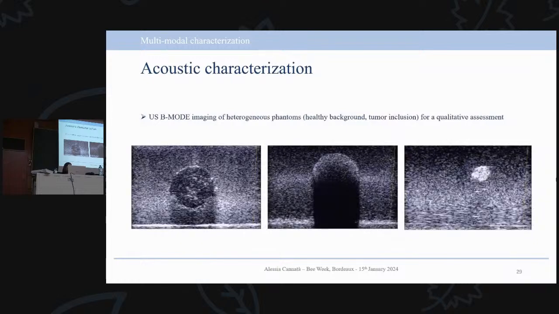Here I reported some images of some heterogeneous phantoms. The first one reproduces the realistic case, let's say. When you carry out an echography on a breast which has a tumor, you see something like that. The background is fatty, very adipose, and it is characterized by a speckled pattern, while the tumor appears black at the ultrasound, very black, and it causes a shadow cone behind. The other ones are not like that, but the first one is good.